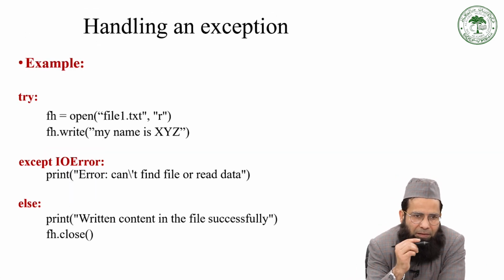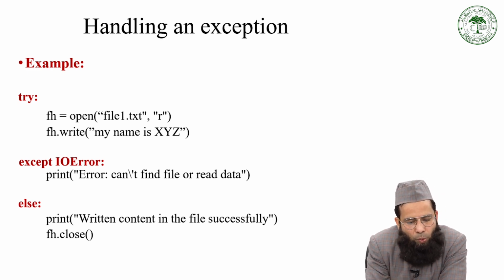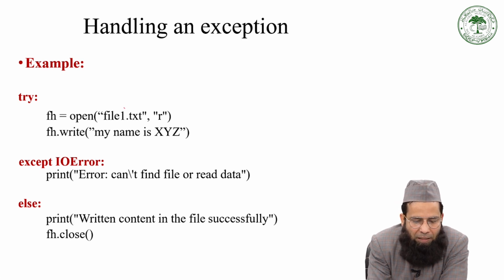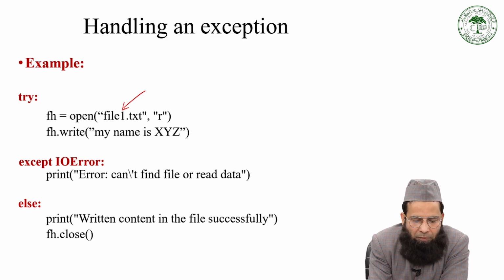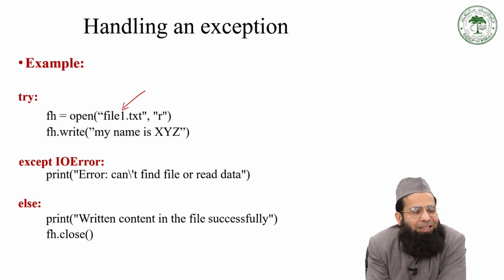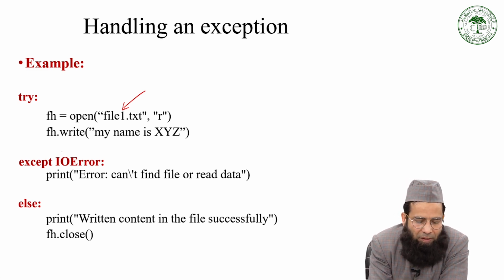Like in this case, here is an example. I'm trying to open a file to read certain content, right? And since this file is not available, it would give me an error, that is input output error. So this is actually an exception. So this exception would be generated.